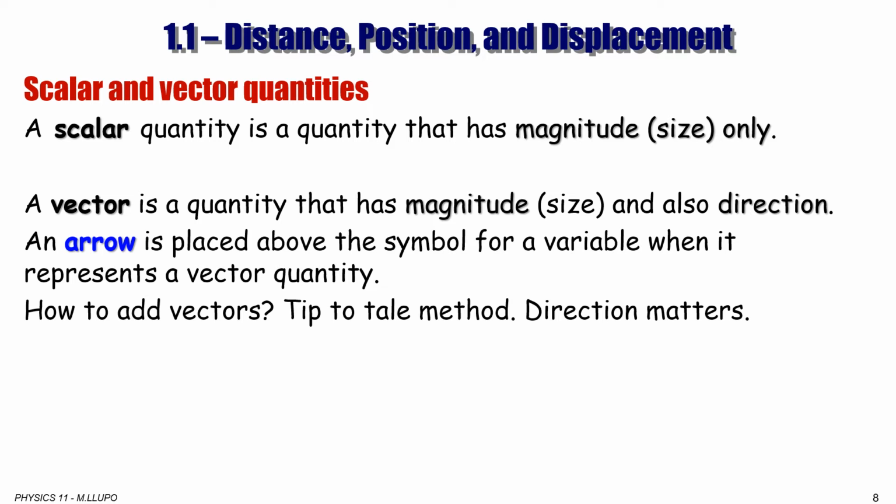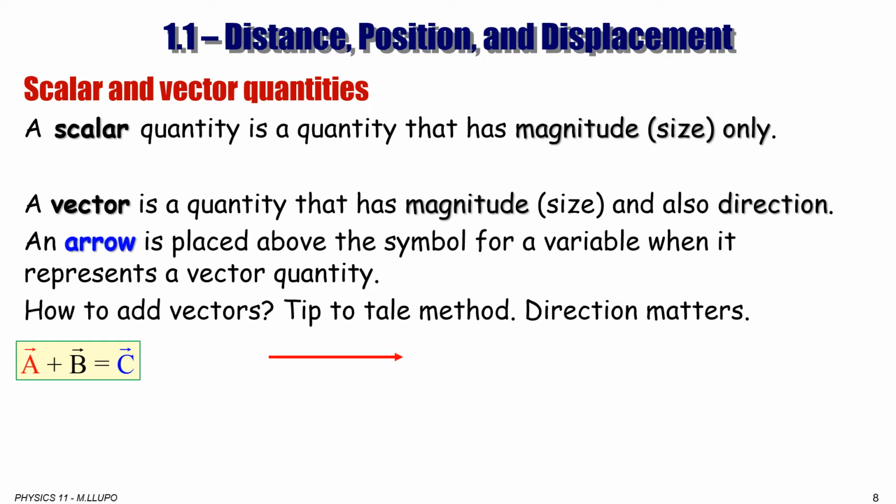How to add vectors? In order to add vectors, we can place a tip to a tail of the other vectors. So we can place one vector after the other. Direction of the vectors does matter. So let's say that we have two vectors, A and B, and we have to add them up, making the sum of two vectors a vector C. How can we draw it?